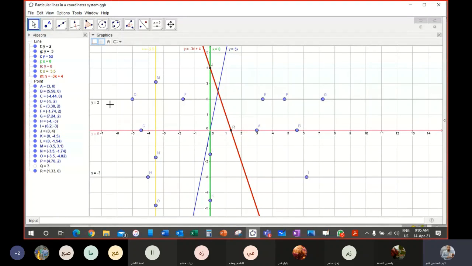And all these points have one common ordinate, which is 2. So they all belong to the line y equals 2, which is parallel to x prime x, and its slope is 0. This is the first particular line.